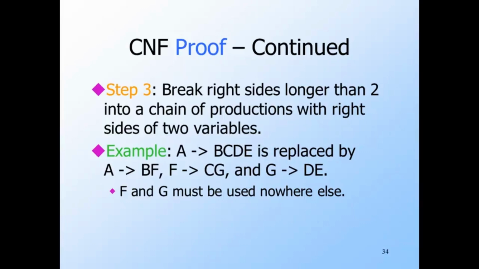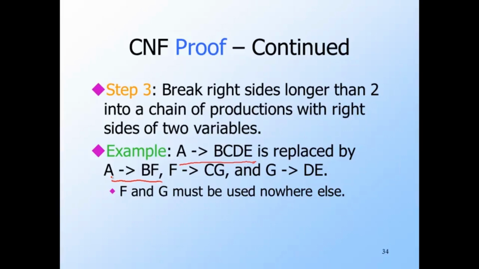If we have a production A goes to B, C, D, E, then we need 2 new variables, say F and G, and they are used only for this production. They may not appear in the new grammar except as we describe here. In general, if the body consists of n variables, we need n minus 2 new variables. The job of the first new variable, F, is to generate the whole body, except for the first symbol, B in this case. That is, we replace this A production by A goes to BF.